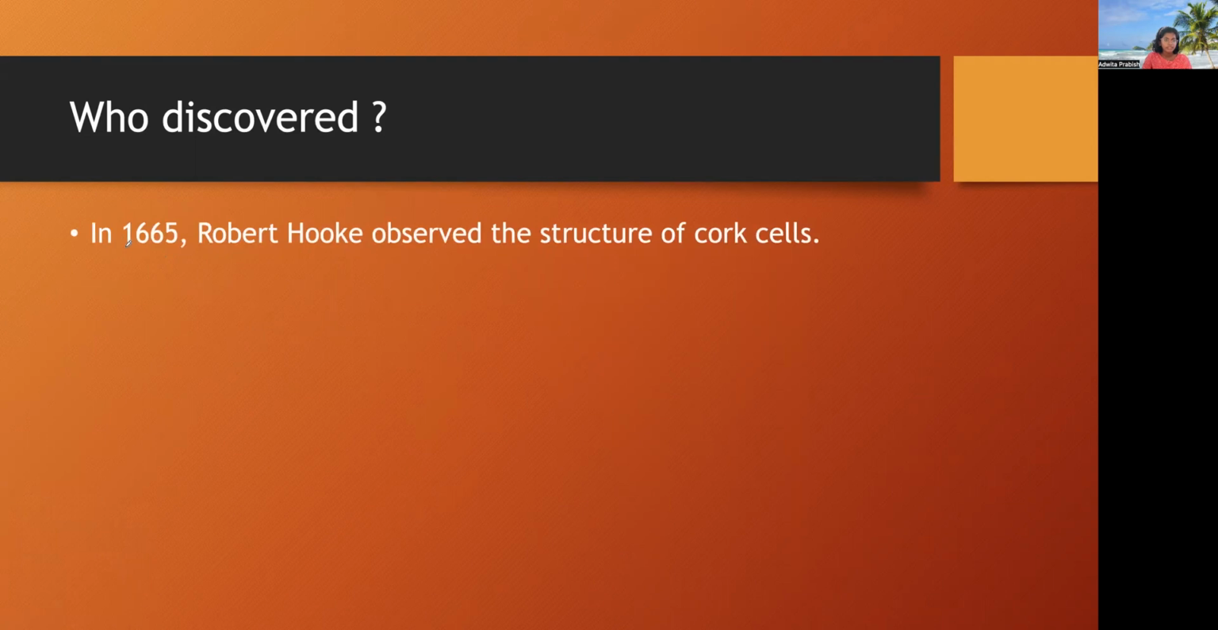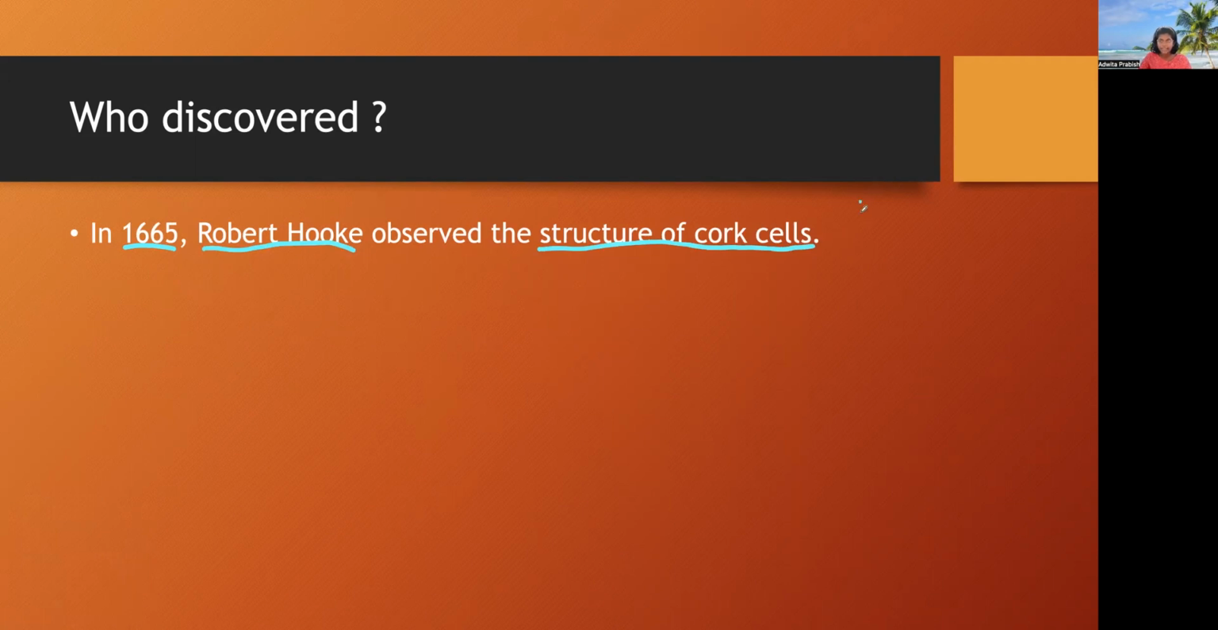Who discovered? So, who discovered means who is seeing all of this, who is making us understand what is cell and what is inside it. Who actually found all of this? So, first person was Robert Hooke, and in the year of 1665, he observed the structure of cork cells.